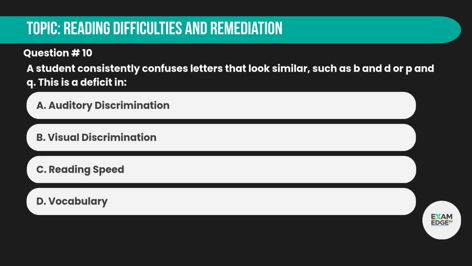Question number 10. A student consistently confuses letters that look similar, such as b and d or p and q. This is a deficit in: A. Auditory discrimination. B. Visual discrimination. C. Reading speed. D. Vocabulary.